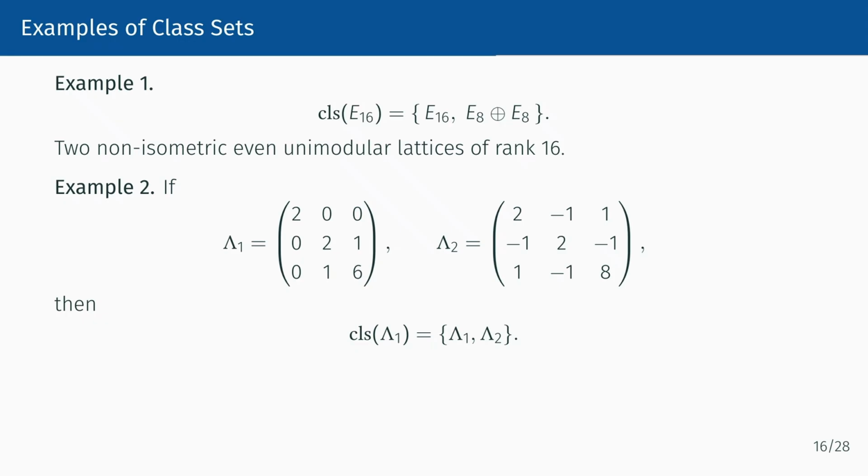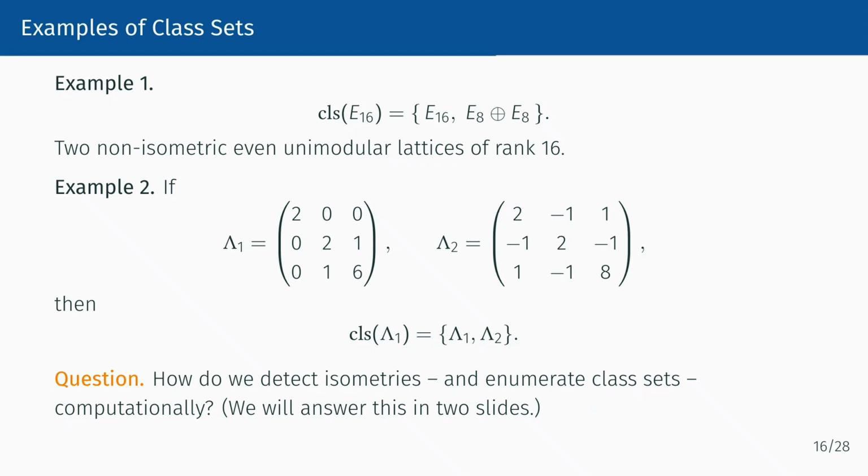Here's another example, a smaller rank example. Here we have two lattices. You can see pretty quickly that their determinant is 22. It's less quick to see that they actually lie in the same genus. It's possible to see this, and we'll see this in a few slides. The class set in this case just consists of these two lattices. So again, they're non-isometric, but in the same genus, as we'll soon see.